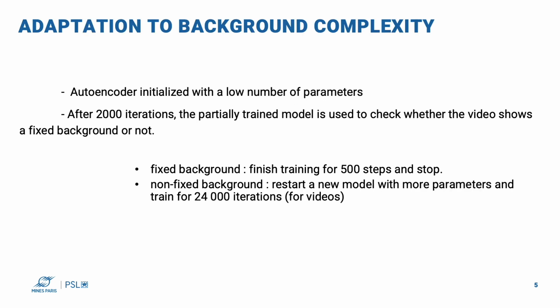In order to take into account the background complexity, we first initialize the autoencoder with a low number of parameters and perform only 2000 training iterations. We then check whether this partially trained model provides a good reconstruction of the input image. If it is the case, we conclude that the video shows a simple fixed background and finish the training after 500 steps. If this is not the case, we conclude that the video shows a complex or moving background and restart the training with the model having more parameters and for a total of 24,000 iterations instead of 2,500.